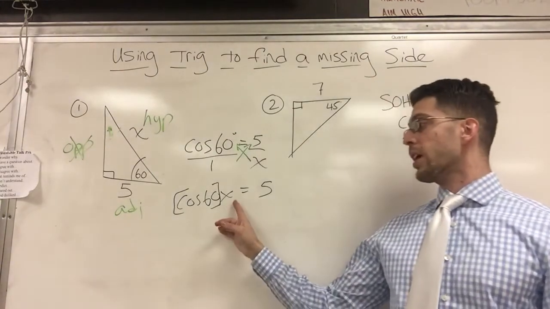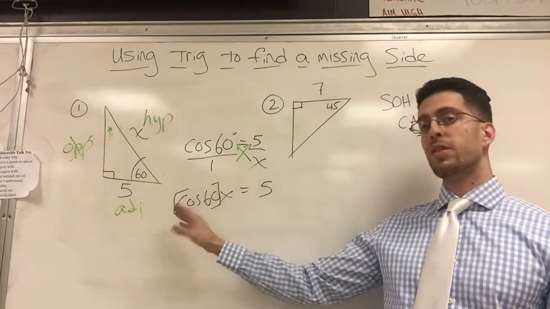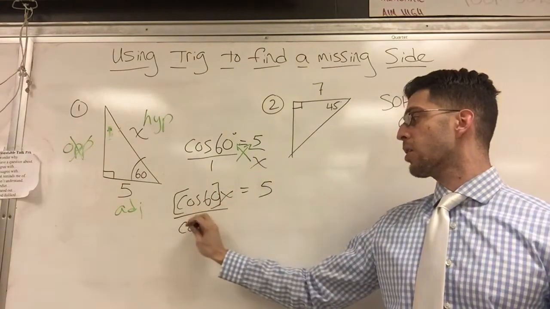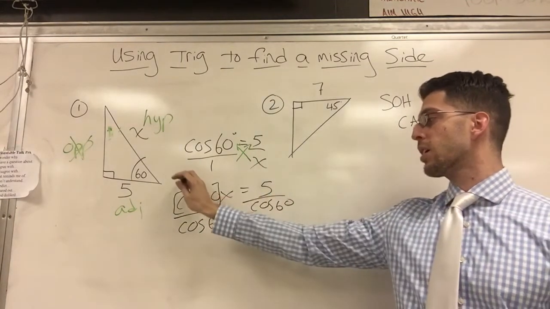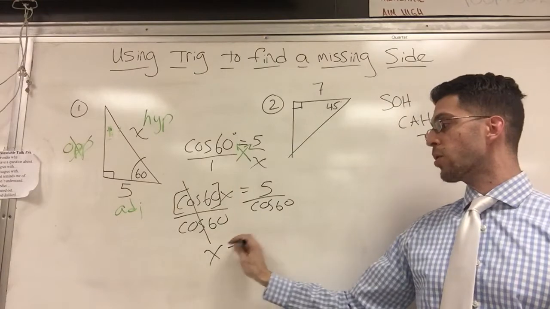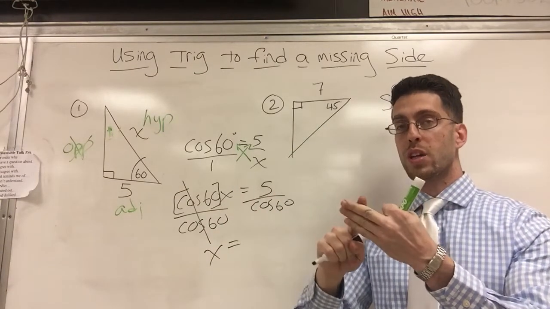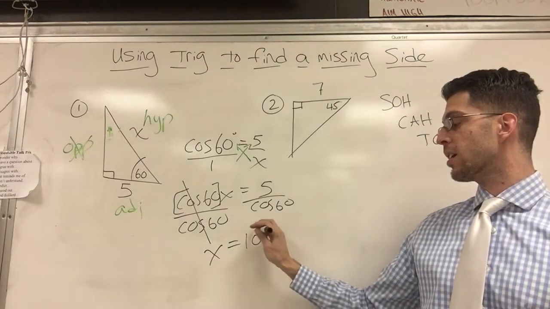Now I want to solve for x. How do I get x alone if there's something in front of it? That something is called a coefficient. You divide by the coefficient. Divide by cosine 60, divide by cosine 60. Cancel, x is alone, and then you go to your calculator and you type 5 divided by cosine 60. And you should get 10.